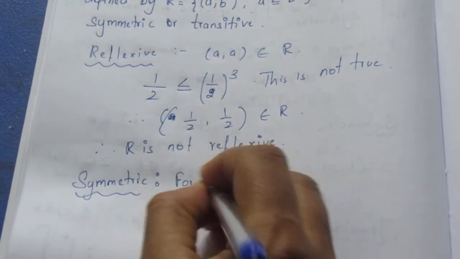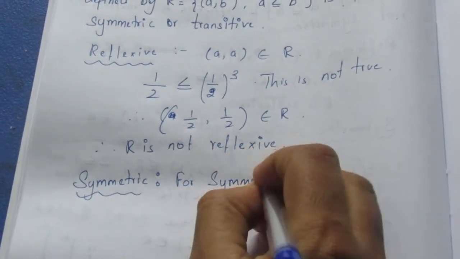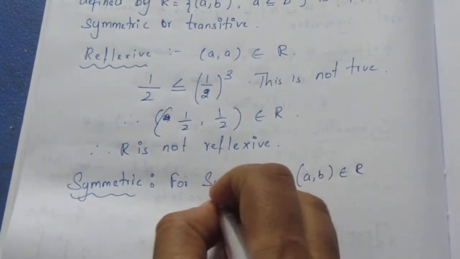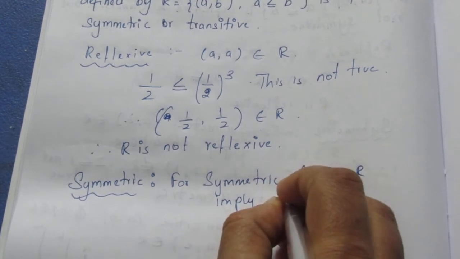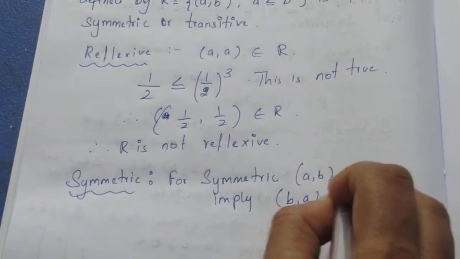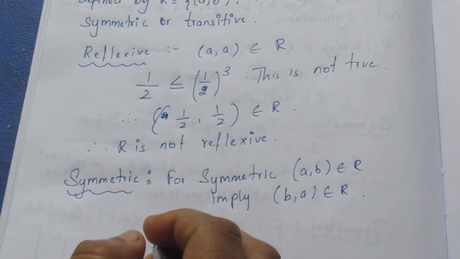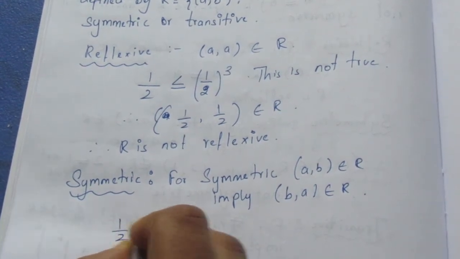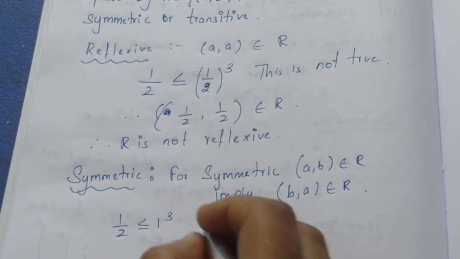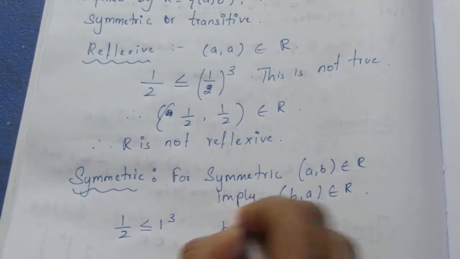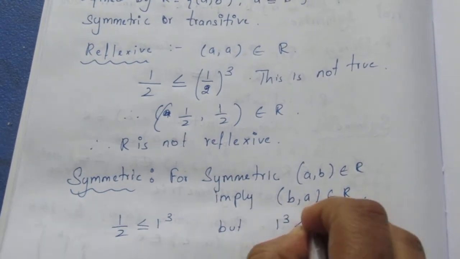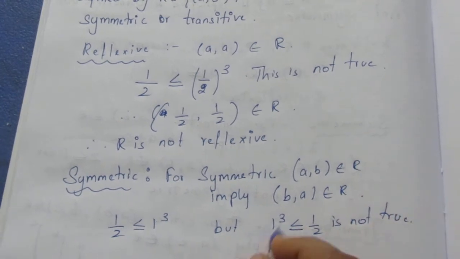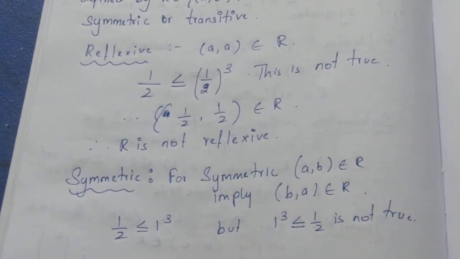So for symmetric, I need to prove (a, b) belongs to R implies (b, a) belongs to R. Now let me take any simple number, that is 1 by 2 is less than or equal to 1 cube. But 1 cube less than or equal to 1 by 2 is not true. 1 cannot be lesser than 1 by 2. So this is not true.